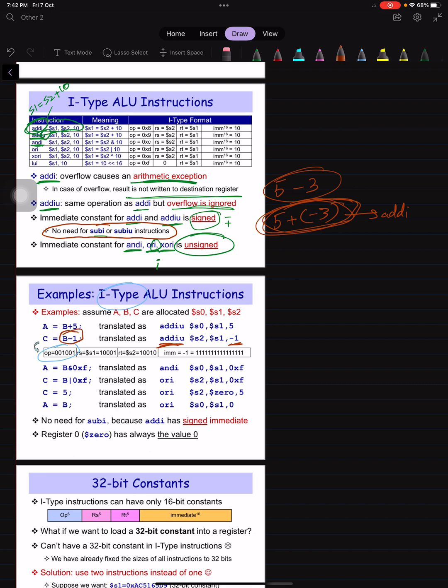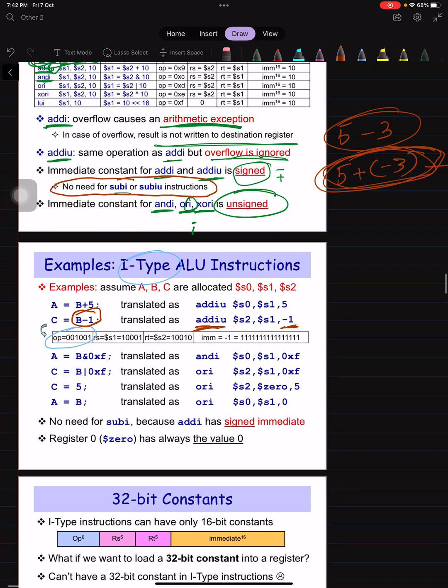So we want to do b minus 1, whatever b is, I don't care. b in this case is a variable, which is s1. We want to do s1 minus 1, where s1 is b itself.